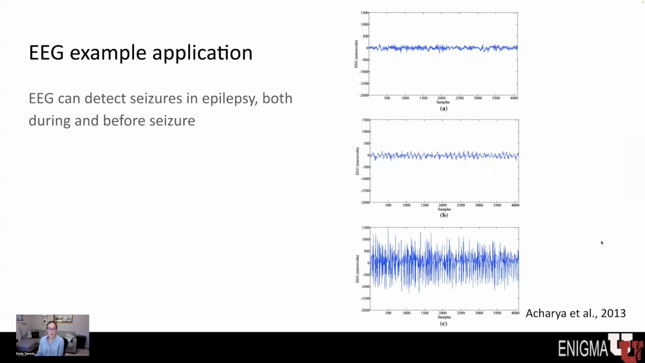One example application is in epilepsy. This can show what seizures look like in the brain. So this down here is during a seizure compared to healthy. But this can also detect differences in between seizure episodes and right before a seizure.